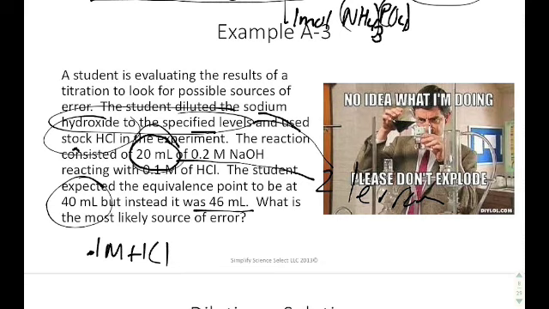One, that you had more than 20 mils here, and therefore it required more titrant, or that you incorrectly diluted your solution, so the concentration was lower than it was supposed to be. If the concentration is lower than it was supposed to be, it would require more volume.